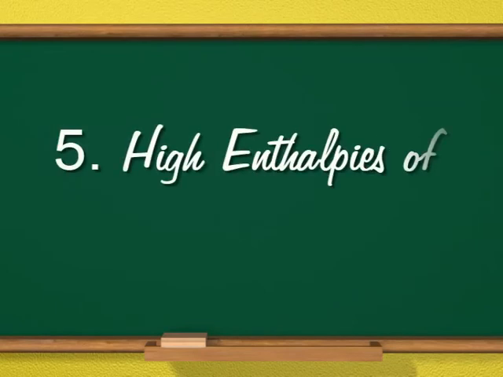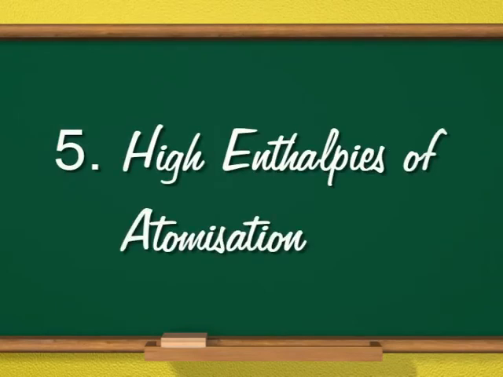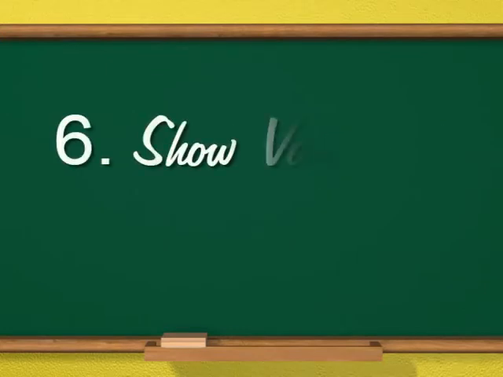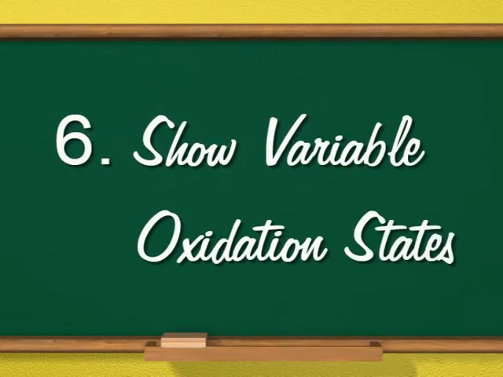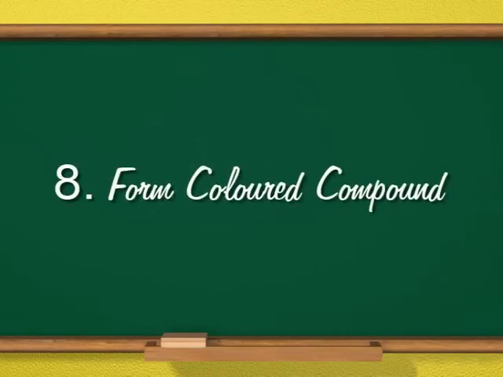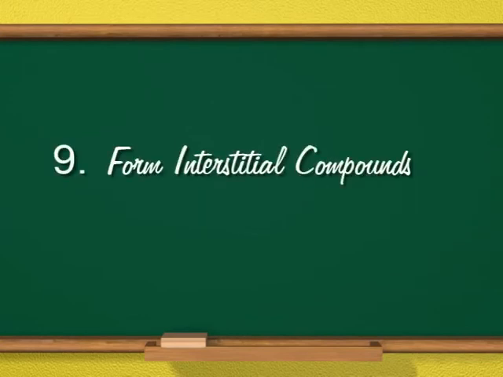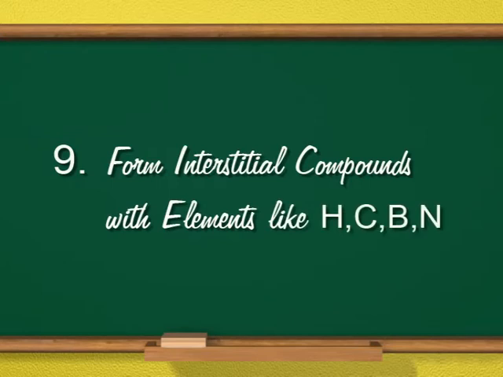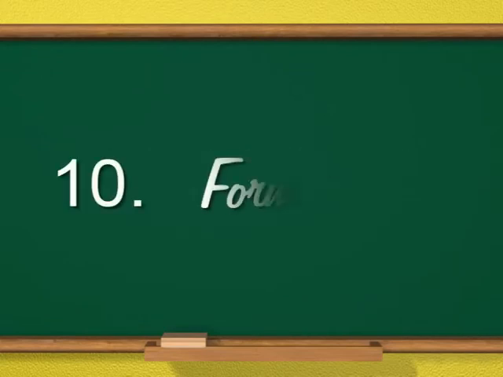High enthalpies of atomization. Show variable oxidation state. Show catalytic properties. Form colored compounds. Form interstitial compounds with elements like hydrogen, carbon, boron or nitrogen. Form alloys.